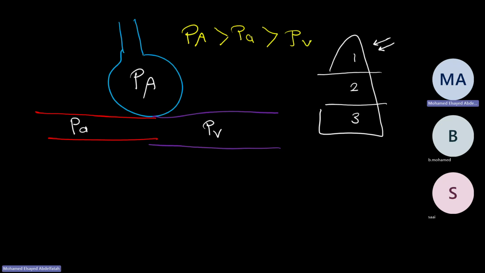Okay, what happens if the alveolar pressure is higher than both the arterial and venous pressure? The distended alveolus compresses the adjacent capillaries, either the arterial or the venous. So these alveoli will be ventilated but not perfused. And we said the alveoli which are ventilated but not perfused are called dead space, alveolar dead space.